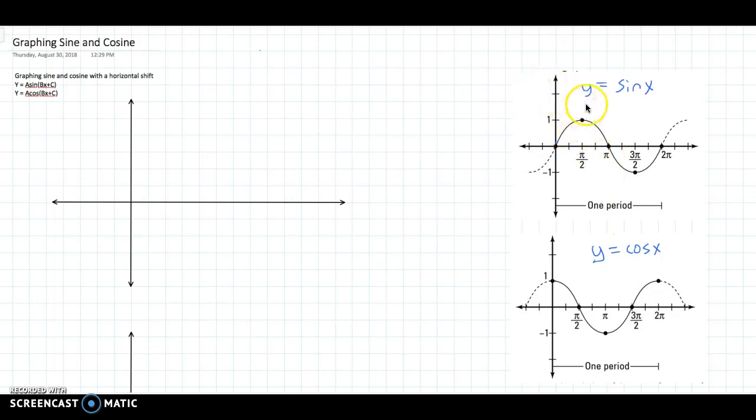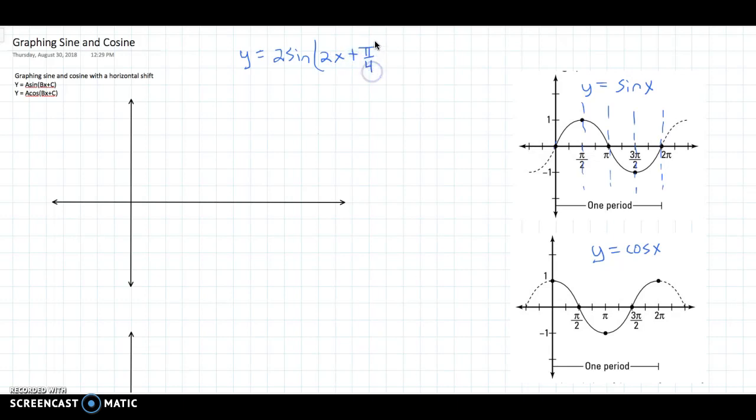One thing to keep in mind is that each one of these graphs is split into 4 equal subintervals, and then we're going to use that when we're talking about the graphs that have a horizontal shift. So the first one I want to look at is perhaps the graph of y equals 2 sine of 2x plus pi over 4. So suppose I wanted to graph this.